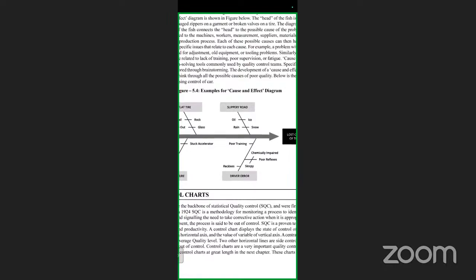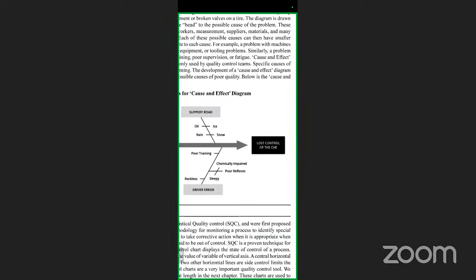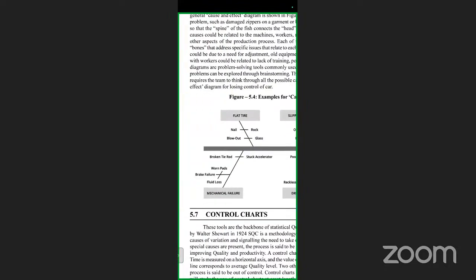Then manually we make mistakes. We means driving. Who drives the car? Driver mistakes. What are the mistakes they make? Recklessness. Sometimes they may be drowsy or sleepy, or have poor reflexes, be chemically impaired, or have poor training. So these are the causes which may affect loss of control, even overspeed also. So you can write what exact cause may affect the driving.